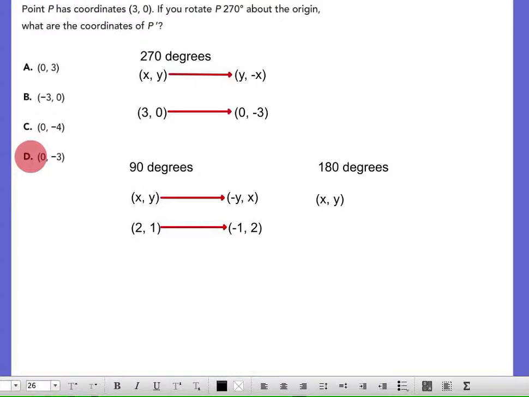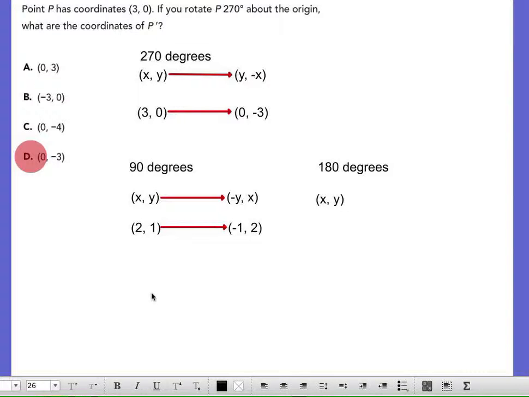Now I want us to look at some other common degrees. Okay, we already talked about 270. (x, y) becomes (y, -x). 90 degrees is very similar to 270. Once again, x and y are going to switch places, but this time it's the y that changes signs. So whatever sign y was, if it was positive, it becomes negative. If it's negative, it becomes positive.